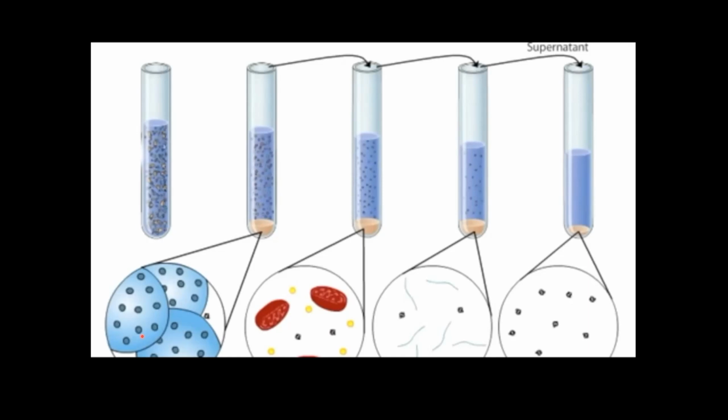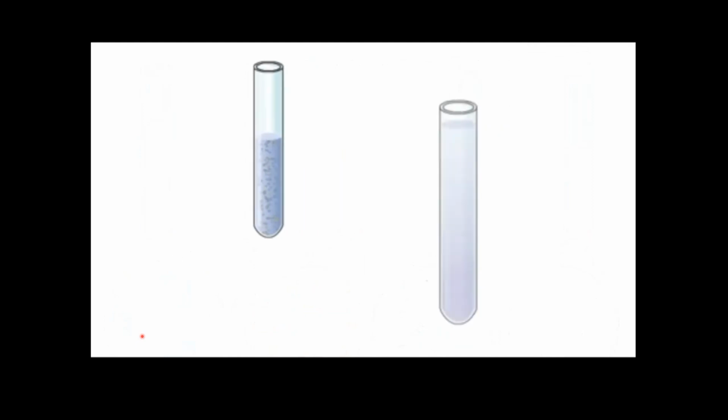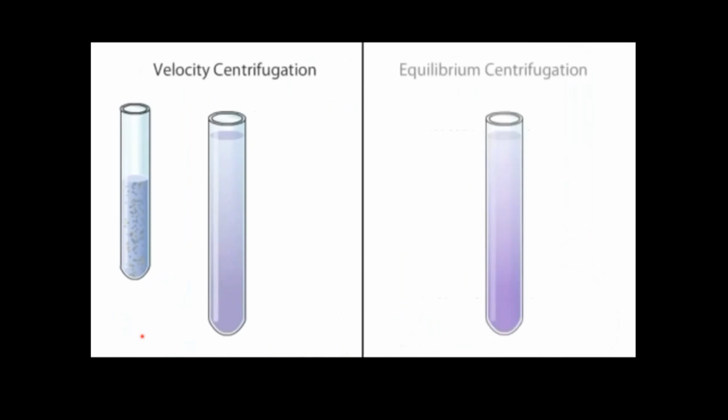A greater degree of purification can be achieved by resuspending the pellets in solution and then performing density gradient centrifugation, in which the sample is made to sediment through a gradient of a dense substance, such as sucrose. At the top of the gradient, the sucrose concentration is lower than at the bottom of the gradient. There are two main types of density gradient centrifugation: velocity centrifugation and equilibrium centrifugation.